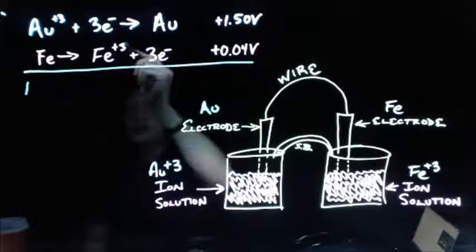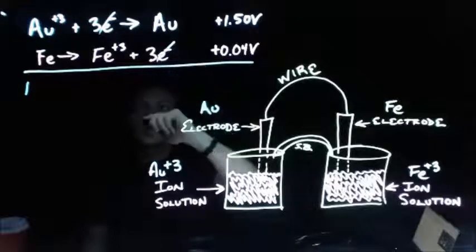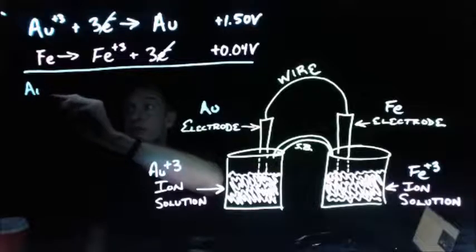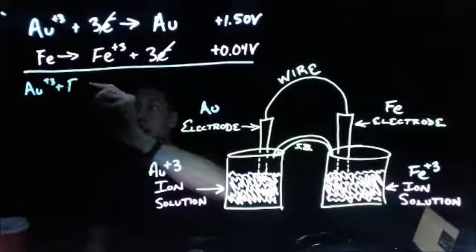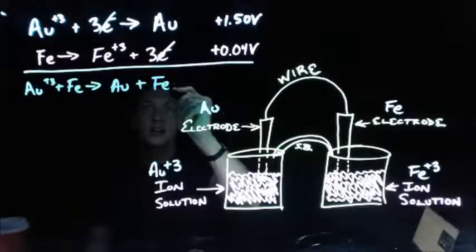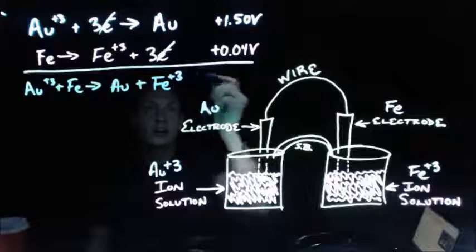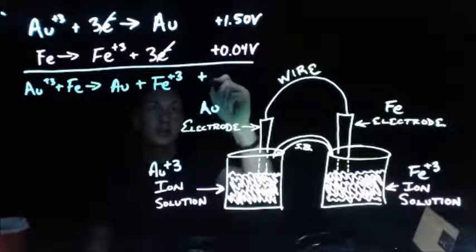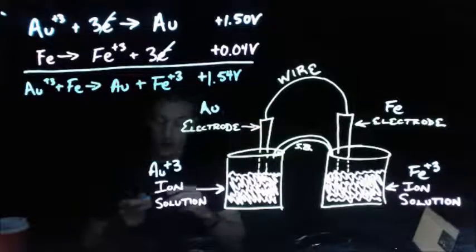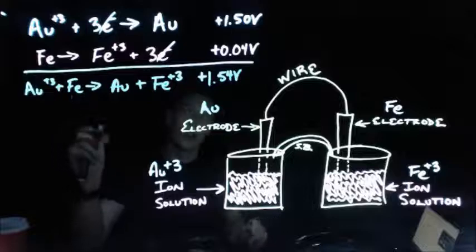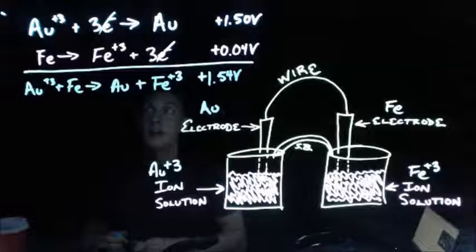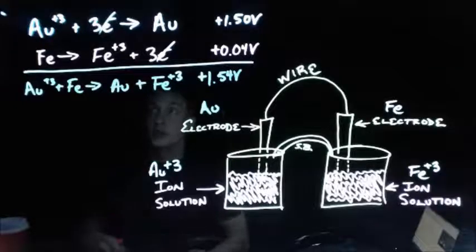The electrons have to cancel, and since it's 3 on the reactants and 3 on the products, they do. We've got gold ion reacting with iron metal yields solid gold and iron ion at a voltage of positive 1.54 volts. So I think one of your first questions was the overall reaction. A follow-up question would be the overall voltage. So there's that. What is being oxidized and what's being reduced?